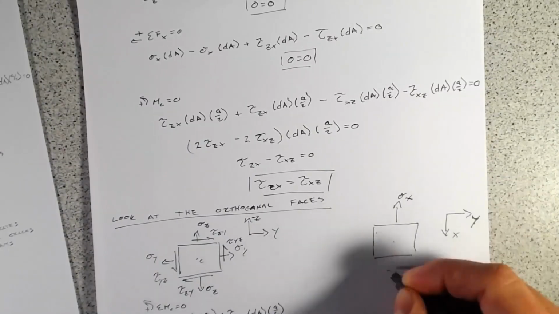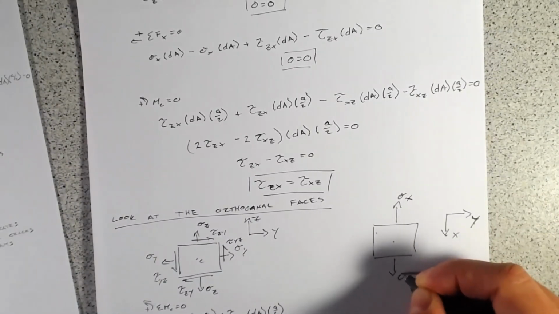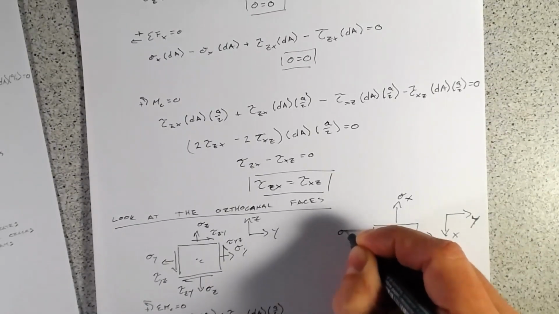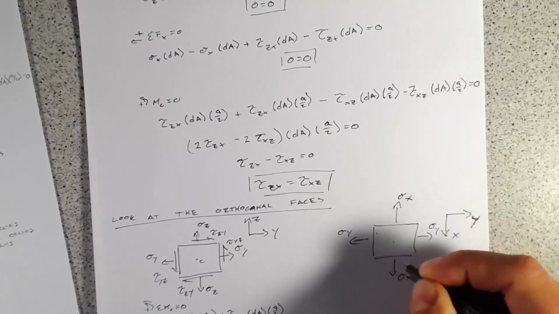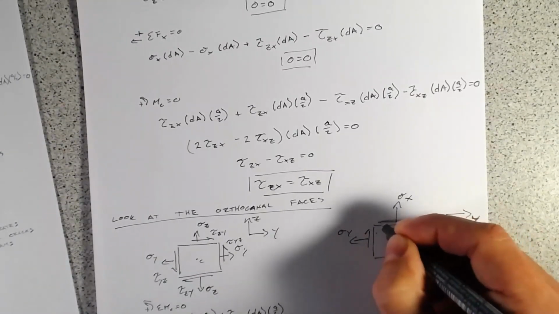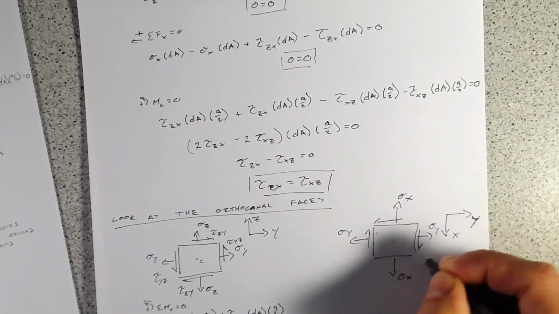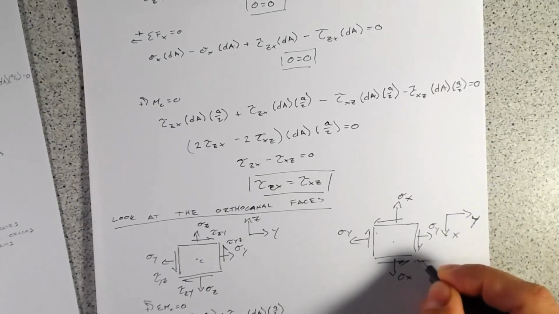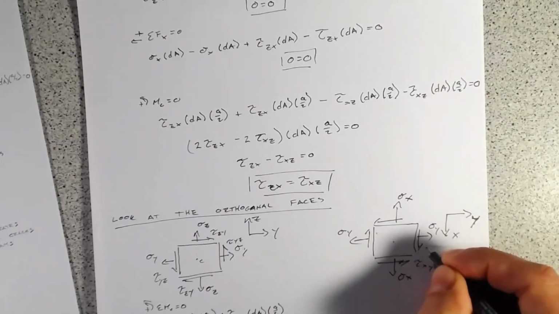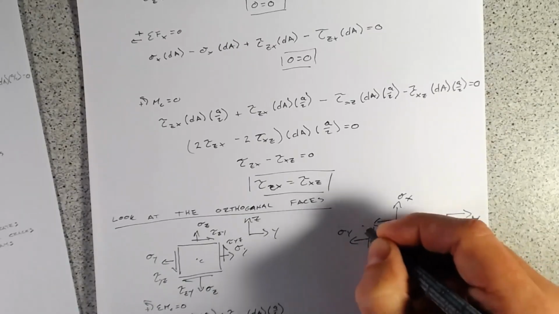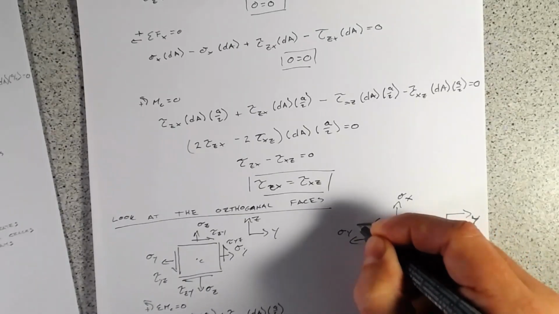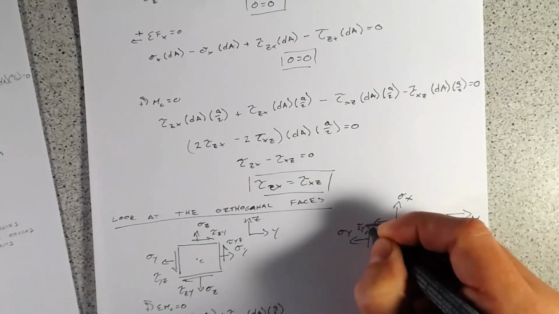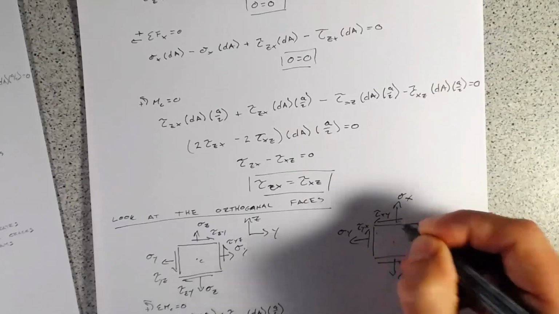Normal stress in the x, normal stress in the y, and you have the shear tau xy, tau xy, tau yx, tau yx, tau xy.